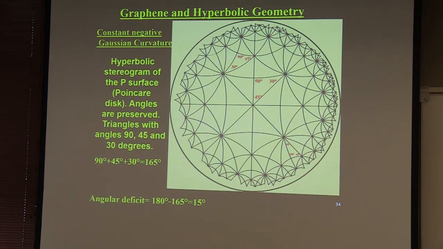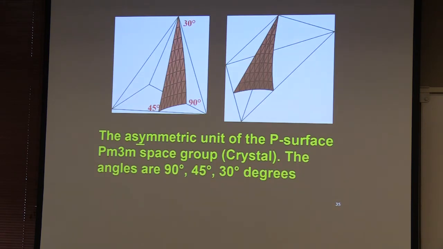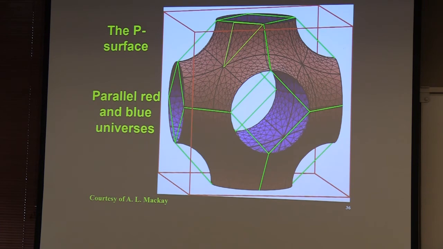Here, if you consider the angular deficit, you add these 90, 30, and 45, which is 165, less 180, or 180 minus 165, you have 15 degrees of deficit. So this is a hyperbolic geometry. And with this piece, you can construct a periodic minimal surface. This is the piece, 45, 90, and 30, which you put inside what is called an asymmetric unit, and you construct this structure, right?